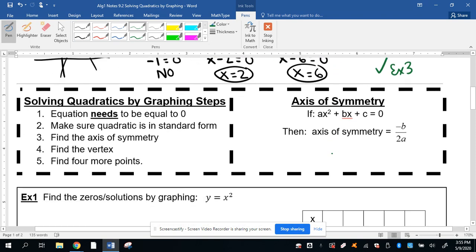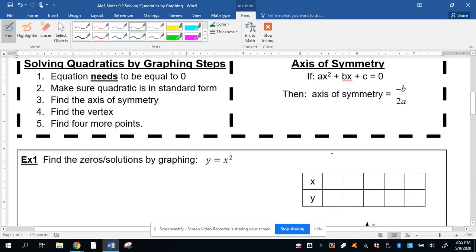So let's go ahead and learn something new today. We're going to solve quadratics by graphing. The steps are: make sure that the equation equals 0, make sure that the quadratic is in standard form.